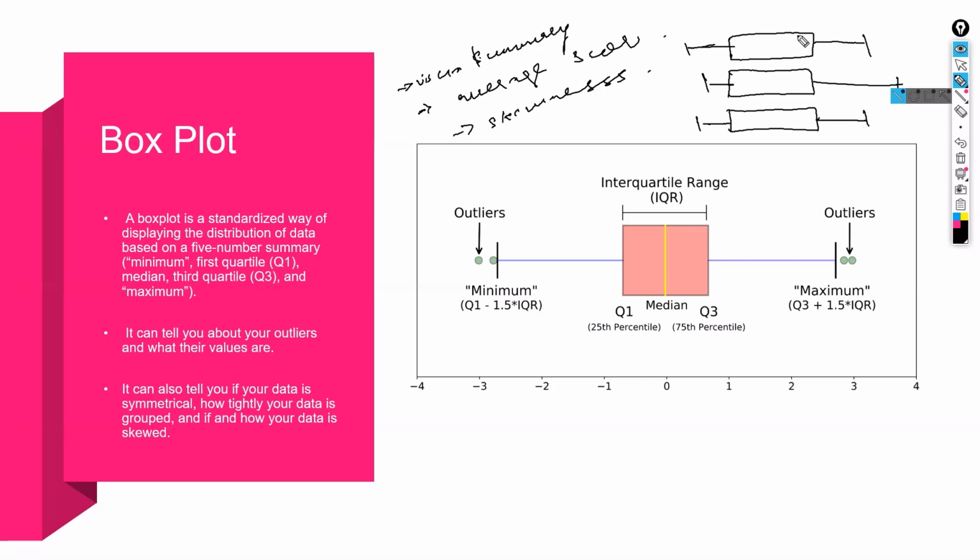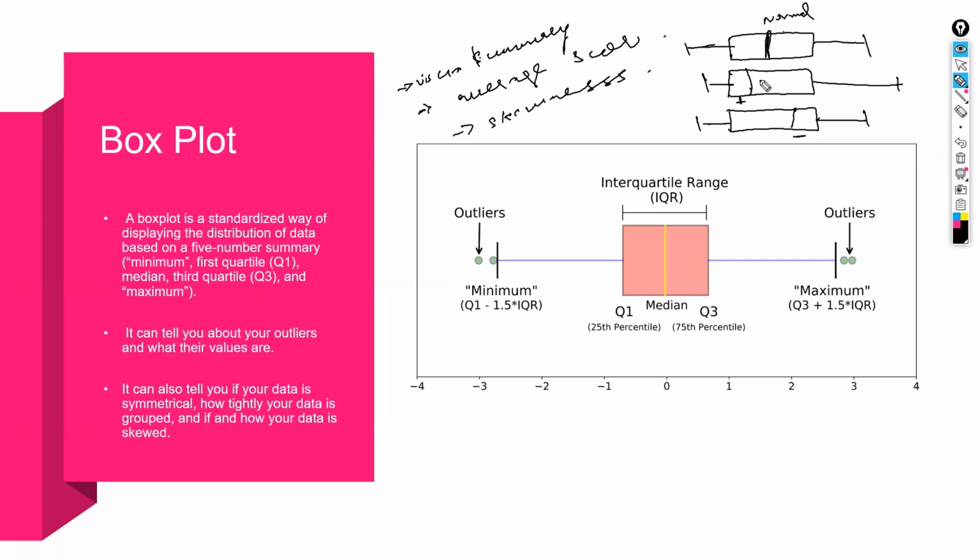How you understand skewness depends upon the median that you have. If your median is in between, exactly that is your normal distribution. If you see it towards here, that is positive skewness. If you see it towards here, this is negative skewness. So this is normal distribution, this is positive skewness, and this is negative skewness. If the median is in the middle of the box, and the whiskers are about the same on both sides of the box, then the distribution is symmetric.